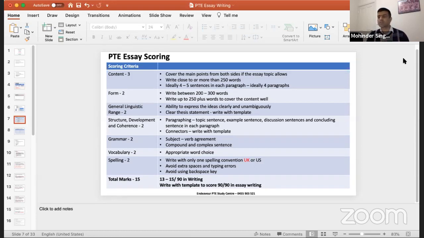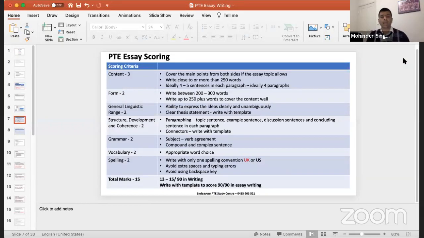Vocabulary means appropriate word choice. Nothing like you have to drag a word into your writing. I have seen some students doing the same thing in IELTS, that you know a word and you somehow want to drag it into your essay. But most of our teachers are native speakers who check our essays, especially in IELTS. They know that that word does not belong in that place. So it does not collocate with the surrounding words. So word choice is defective if you don't use appropriate vocabulary.